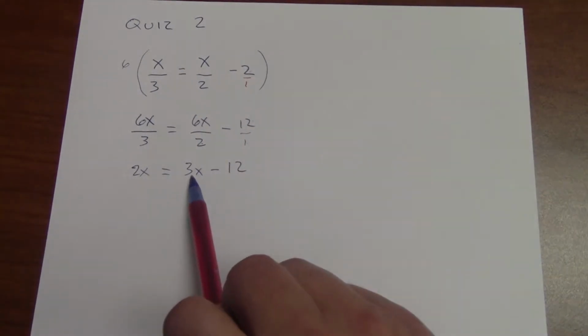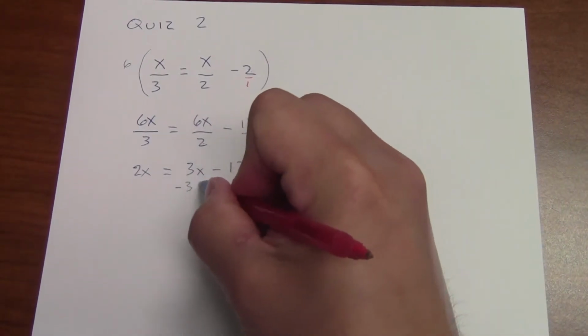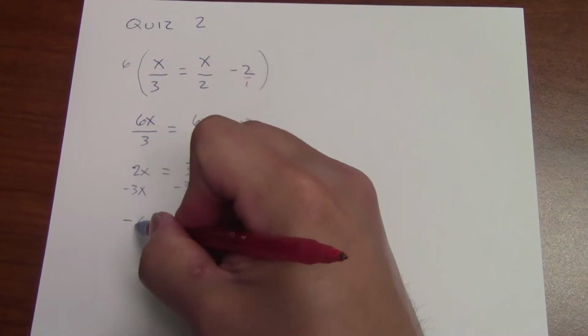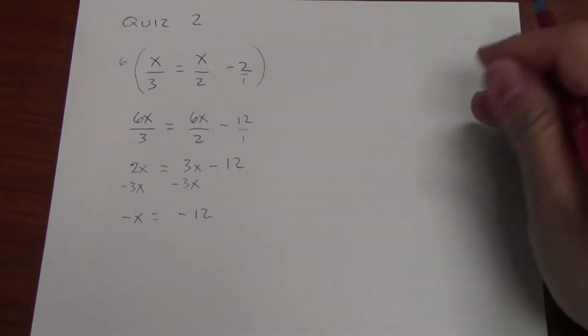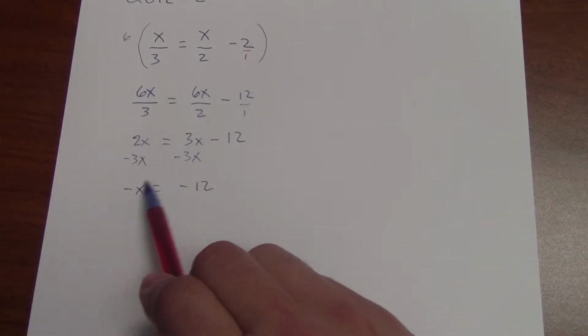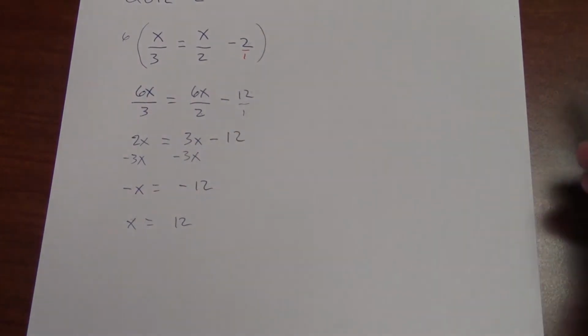So here I have a positive 3x. I'm going to subtract 3x on both sides. All right, that gives me a negative x is equal to negative 12. I don't want a negative, so I reverse the signs basically. So I'm left with x equals 12. And that's your answer for that one.